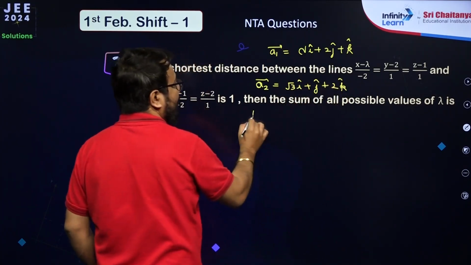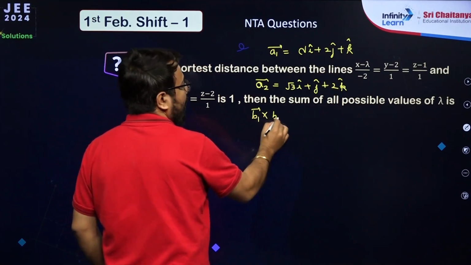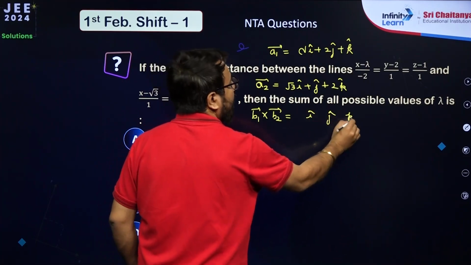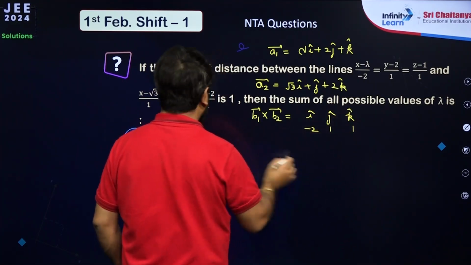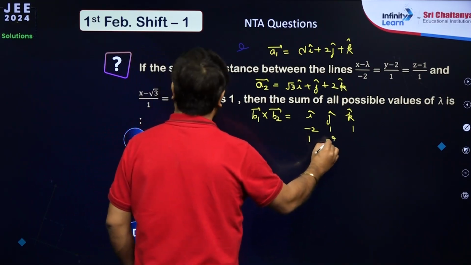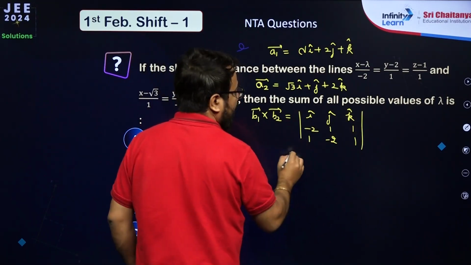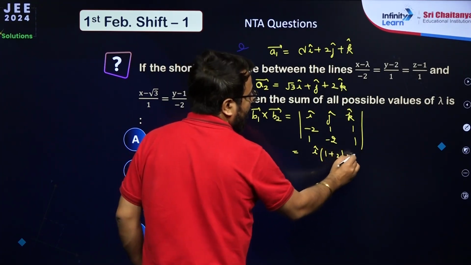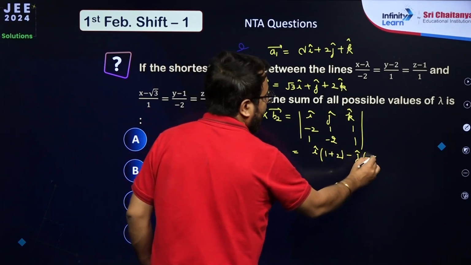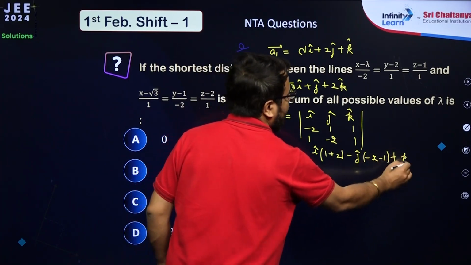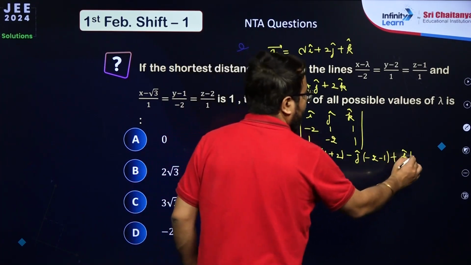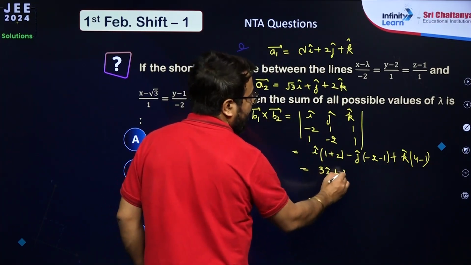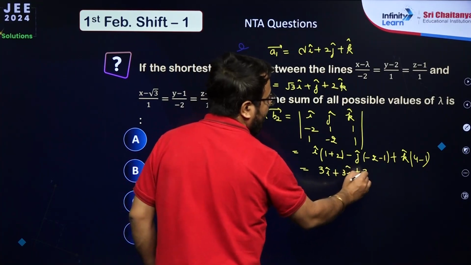Let us write the value for B1 cross B2 because these are the skew lines. So it will be i, j, k. This is minus 2, 1, 1. Here it is 1, negative 2 and 1. Let us try to open up this. So it will be 1 plus 2 minus j. It will be minus 2 minus 1 plus k. It will be 4 minus 1. All right. So this becomes 3i, then it becomes 3j, then it becomes 3k.